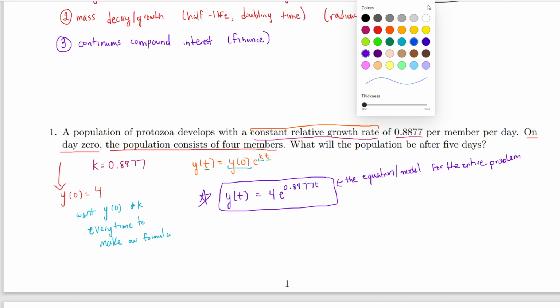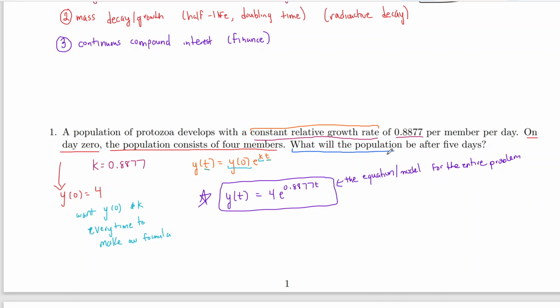All right, so this one, what are we asked to do with this? We're asking, what will the population be after 5 days? Well, we know t is representing the number of days because it's per day. So t is the number of days. This is telling us plug in t equals 5, because we want to know the population, plug in t equals 5 and solve for y of 5. Right? But once we got this formula figured out, that's not bad at all. We got y of 5 equals 4e to the 0.8877, and then in place of t, we have 5.